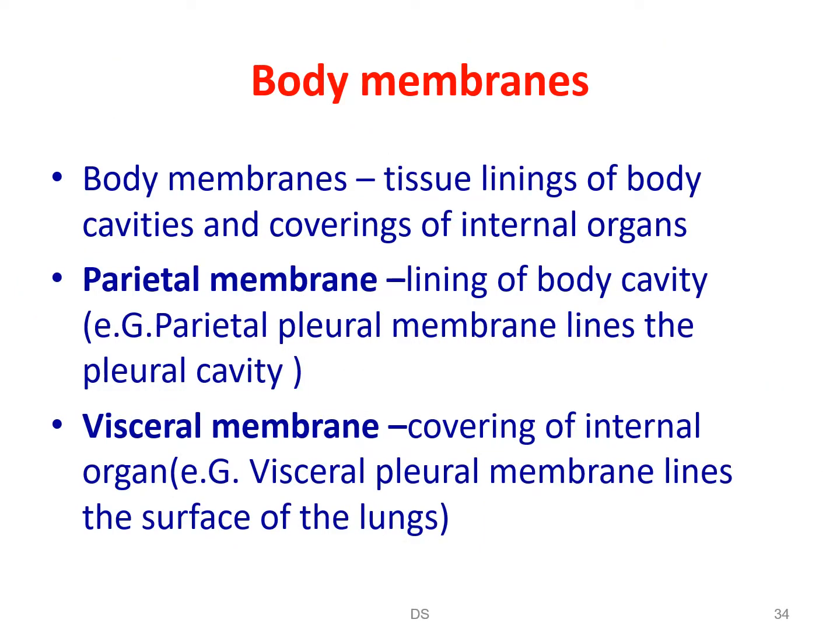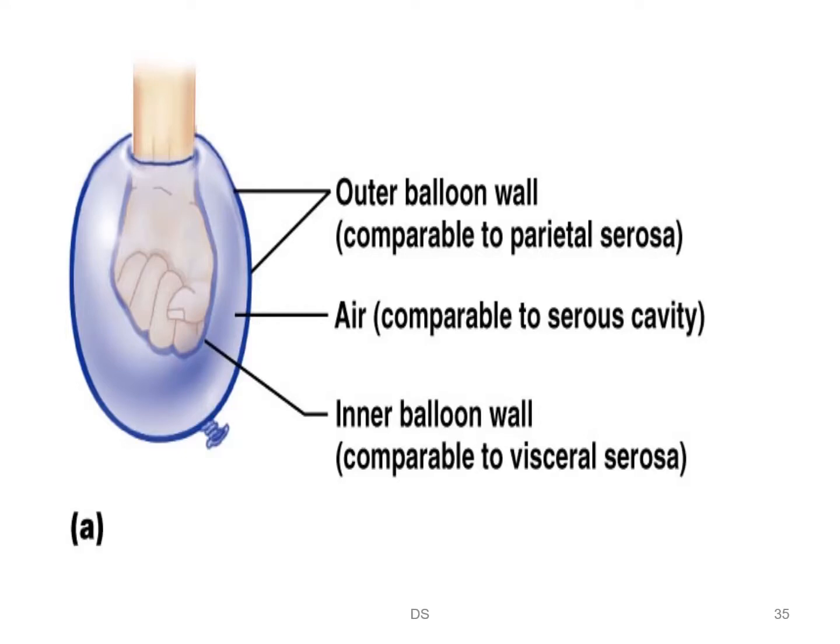Within our body, there are two membranes. You can take as an example this balloon. If you push the balloon with your hands, there is a cover which encircles our hand, and there is a cover which encircles the environment. If this is the balloon, the cover which encircles our hand is the viscera.